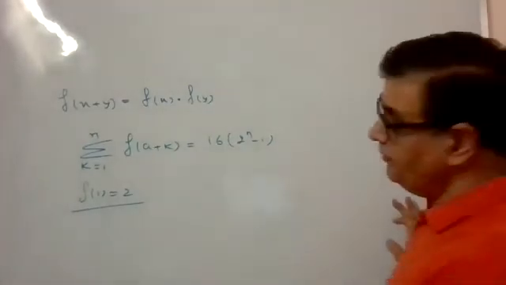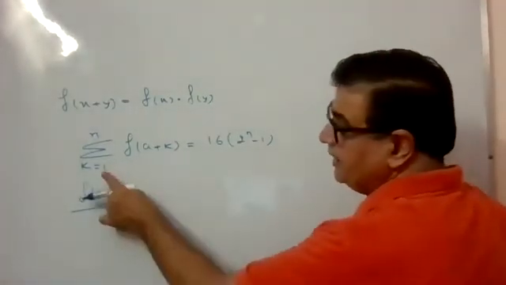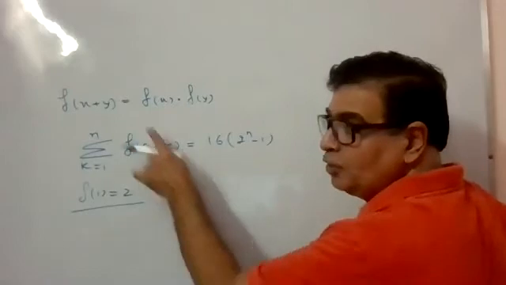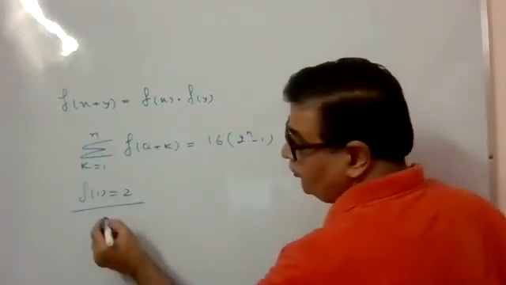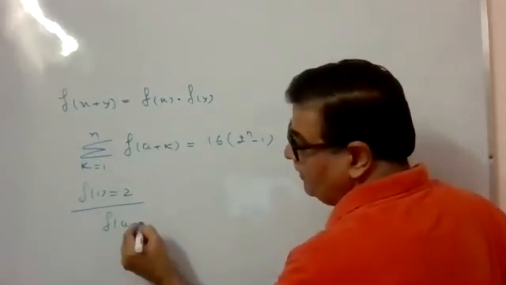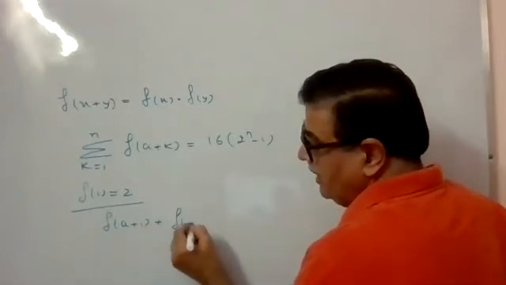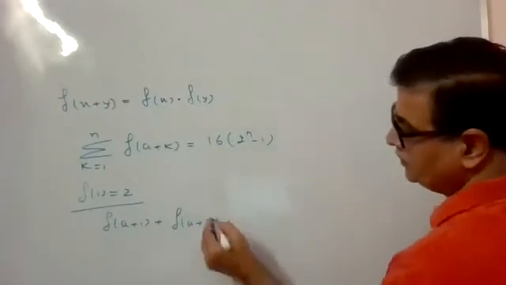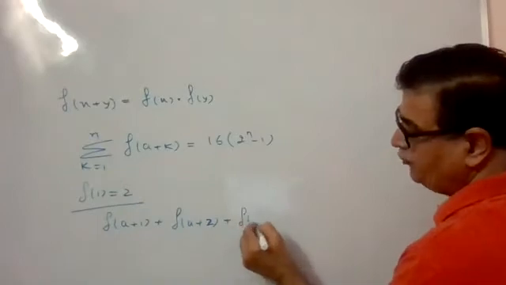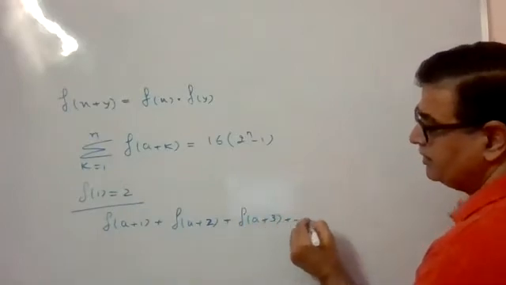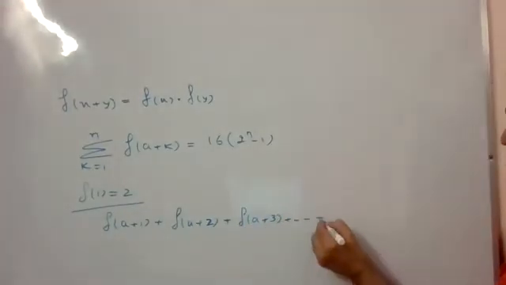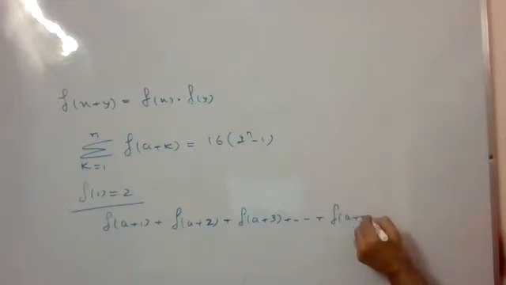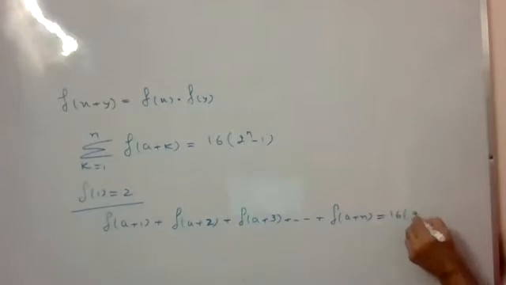So again we start with the summation. k we will be writing from 1 to n of f of a plus k. So the first term will come f of a plus 1, f of a plus 2, f of a plus 3, till the last, which is f of a plus n. And that is coming 16 into 2 power n minus 1.